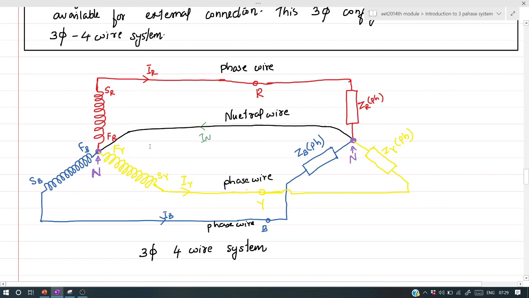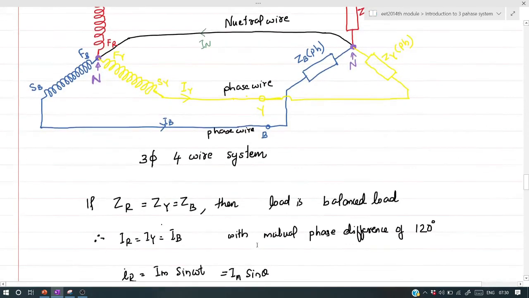Here we already discussed the three-phase four-wire system. This is a source and this is a load. So here the load is star connected and the source is also star connected with neutral. This configuration is termed as a three-phase four-wire system. Similarly, we can connect a star connected load with a star connected source in a three-phase three-wire system manner like this.